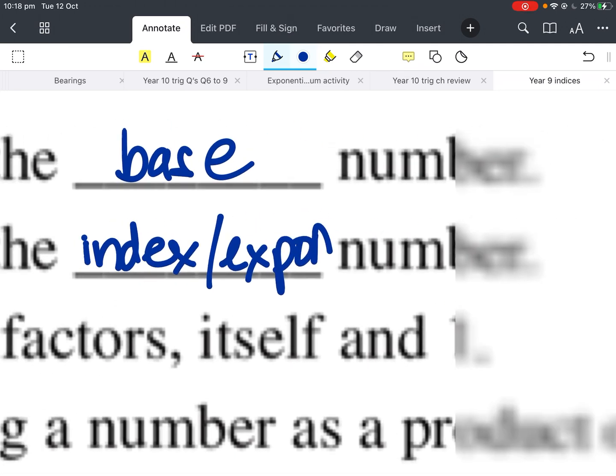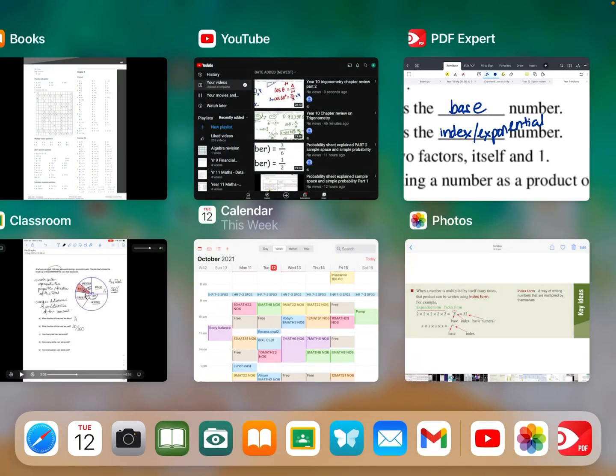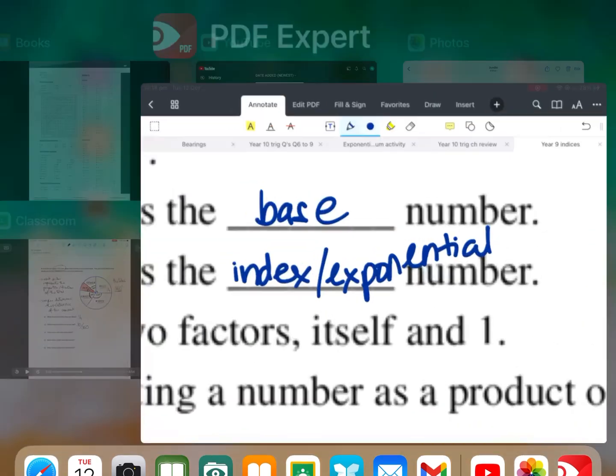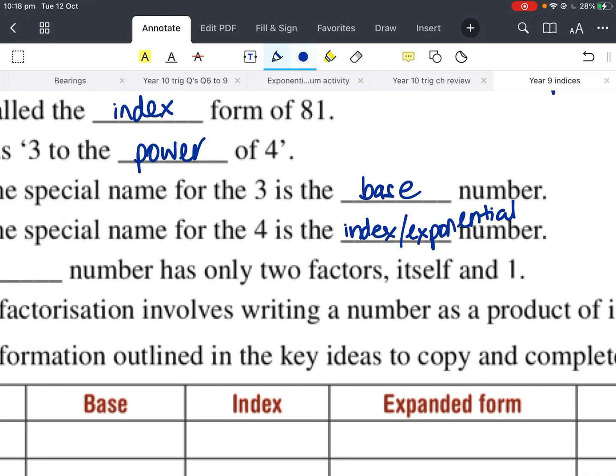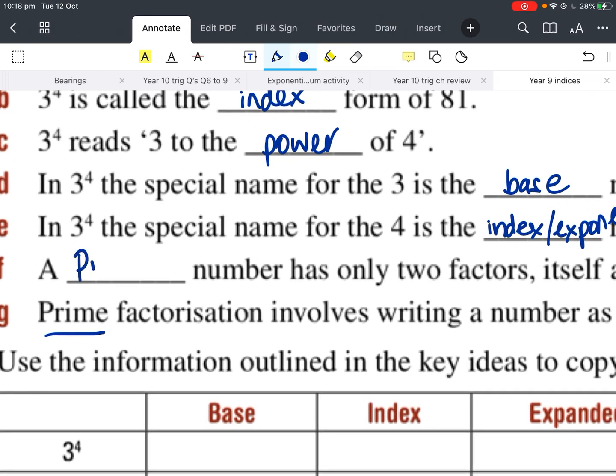Let's have a look at that. Key ideas again. Yeah, index. The Americans call it exponential, so I was just letting you know that, and we do exponentials a little bit later on. You just need to know they're indexes. Okay, a something number has only 2 factors, itself and 1. Hopefully this little number down here helps you. Hopefully you remember that's a prime.